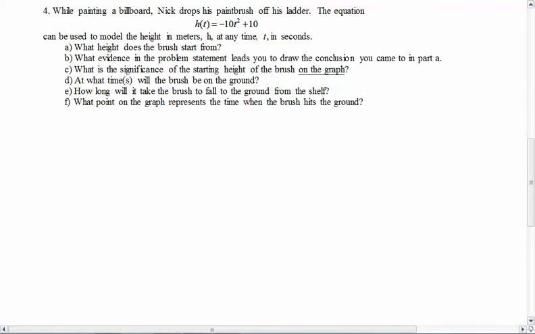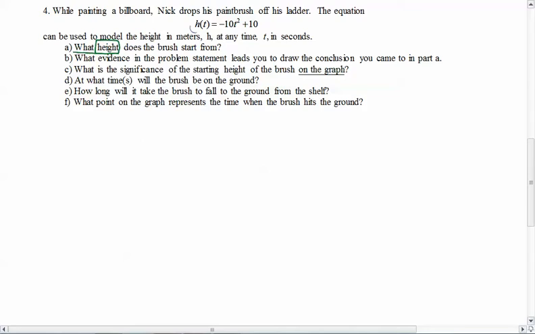All right, so let's go with, you can read the problem. I'm not going to read it for you. Let's go to question A. What height does the brush start from? So what is it asking? It's asking for a height. Okay, so we're looking for height.